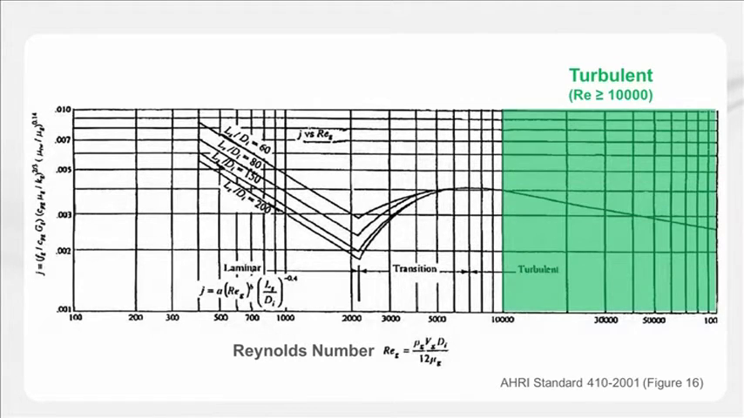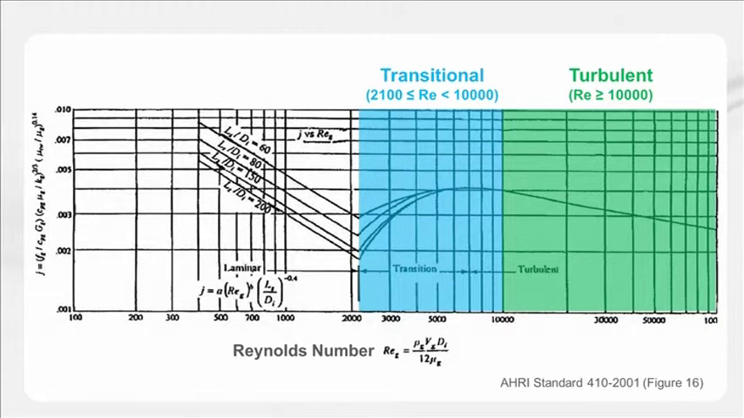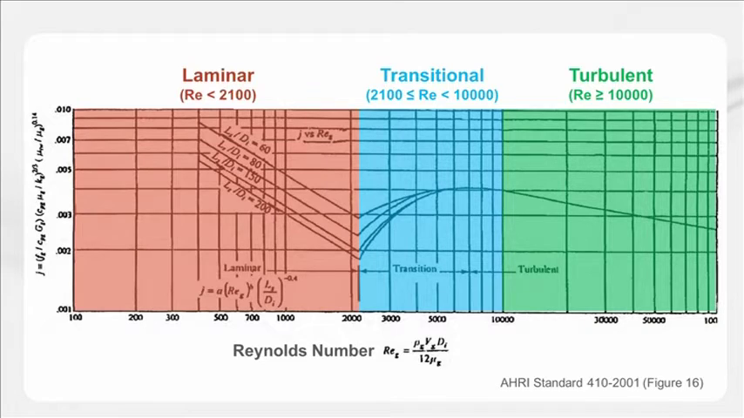When the Reynolds number is above 10,000, the flow is turbulent. Between 2100 and 10,000, it's considered transitional. And when the Reynolds number is below 2100, the flow is laminar. Right at the point where the flow changes from transitional to laminar is where the heat transfer coefficient bottoms out. As the Reynolds number decreases below this point, the length and diameter of the coil tubes plays an important role in accurately determining heat transfer performance.